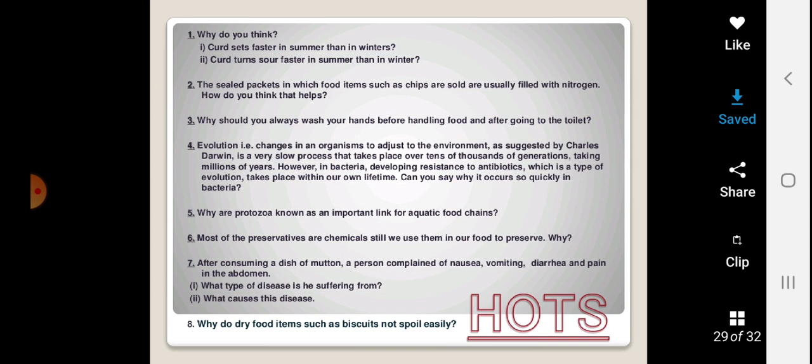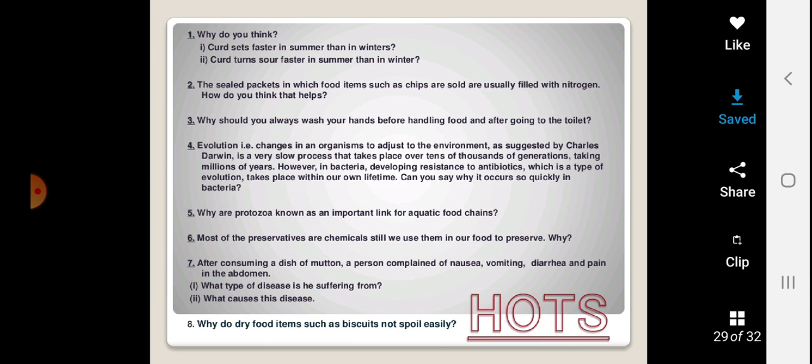Now, these are the chain of questions that are discussed here. The second question is, the sealed packets in which food items such as chips are sold are usually filled with nitrogen. How do you think that helps? Nitrogen here acts as a food preservative. When you flush nitrogen into the chips bags or containers, it will not allow any food contamination, so they can be preserved for a longer period of time.